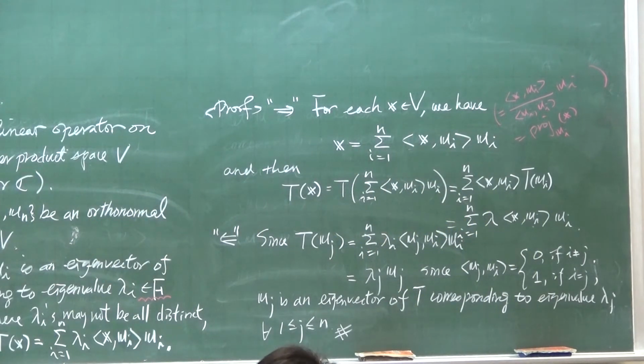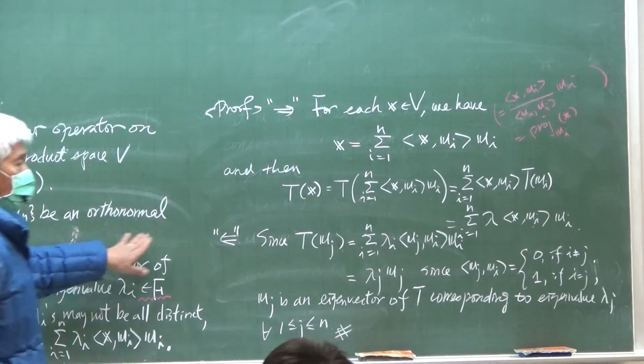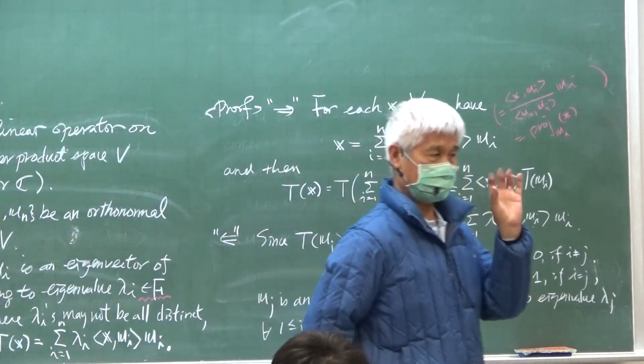Okay. So it just gives you that if we want to have such a simple decomposition, if and only if, you should find an orthonormal eigenbasis for the V. Okay, you should find an orthonormal eigenbasis.